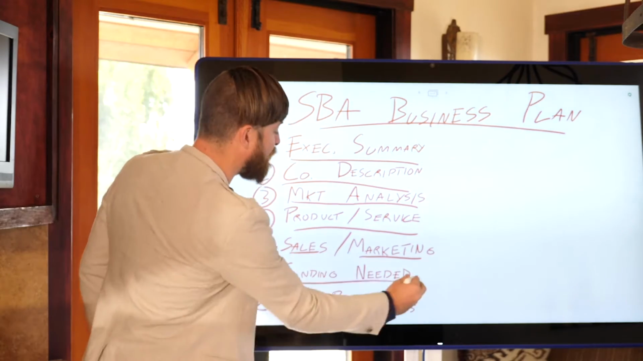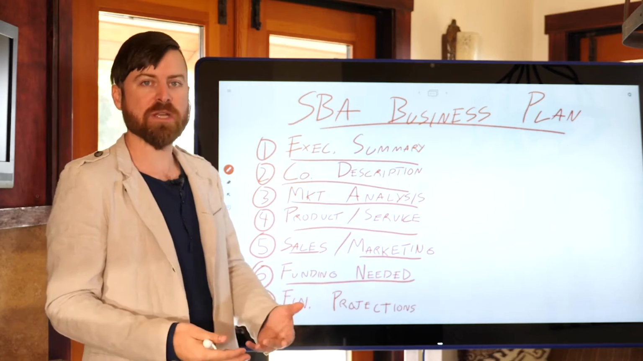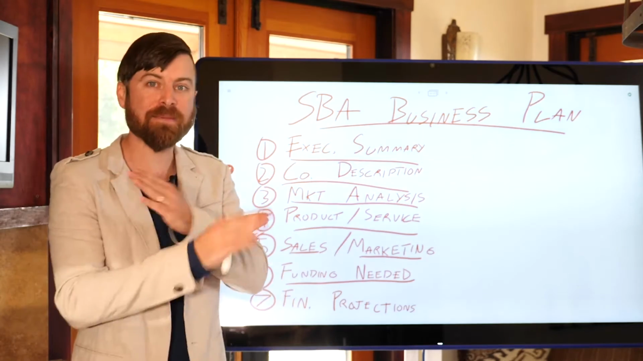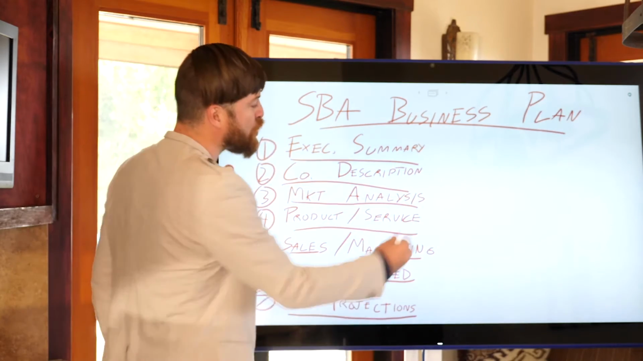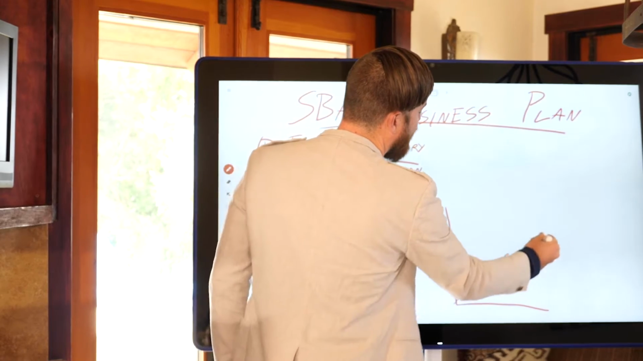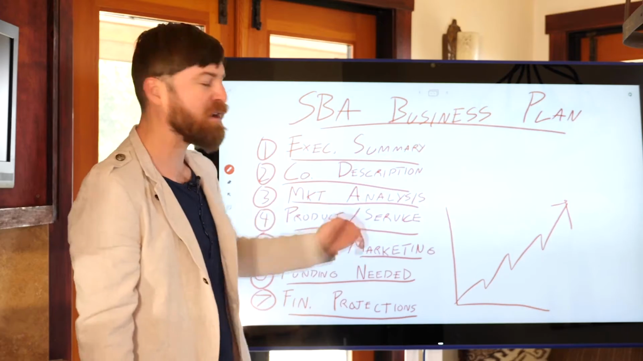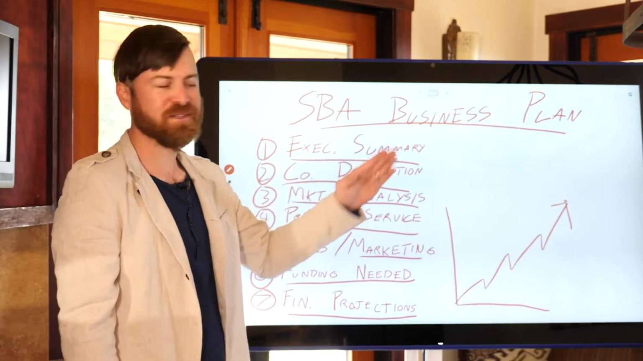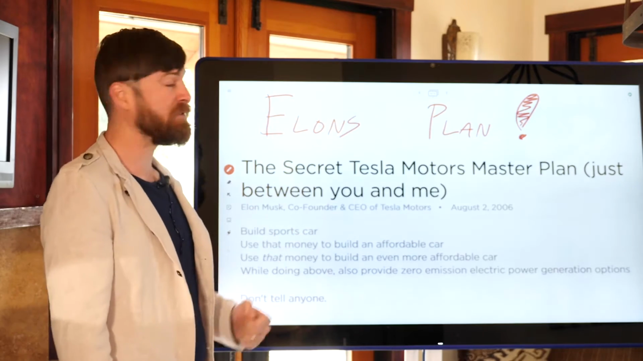And sixth, you need funding. This section is where you talk about how much funding you need and you give justification for why you need X amount of dollars. And finally, you give the financial projections, which should, if you are writing a good business plan, look like up and to the right. Like every good business plan, you have a lot of charts that are all showing up and to the right. That's the little trick.